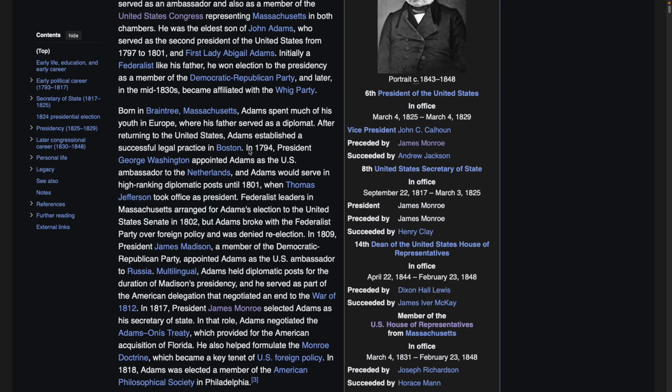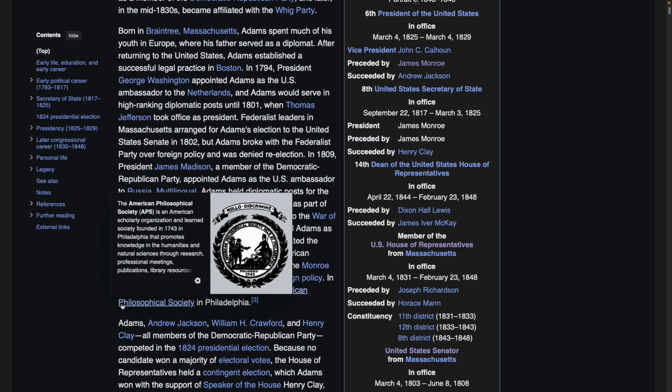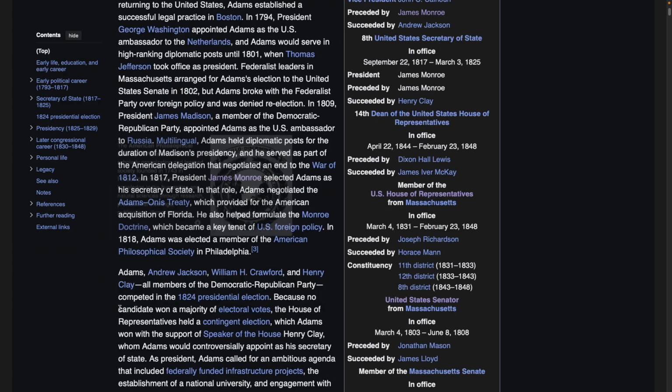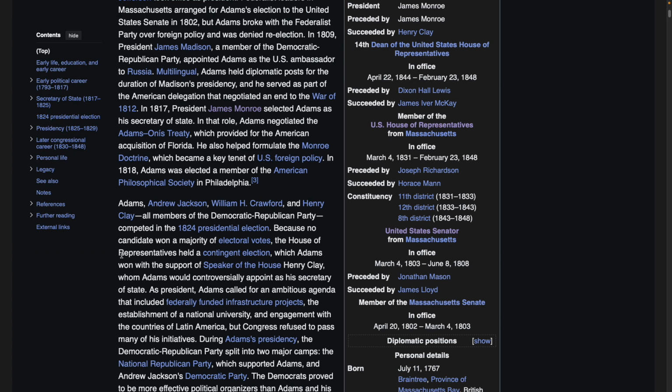In 1818, Adams was elected a member of the American Philosophical Society in Philadelphia. Interesting. I've never heard of this. There's apparently an American Philosophical Society, the APS. Let's keep reading. Let's blow through this. We got a bit more.